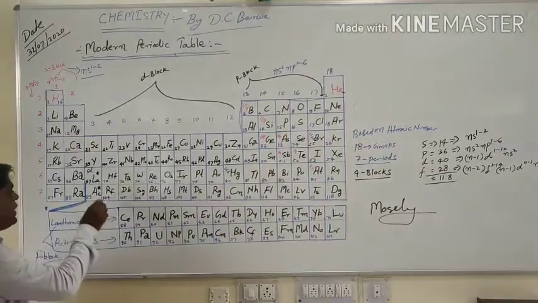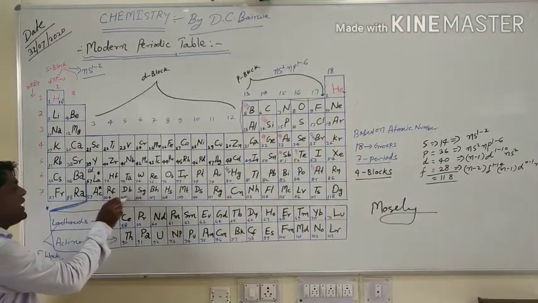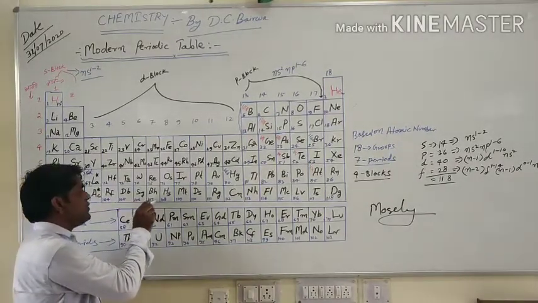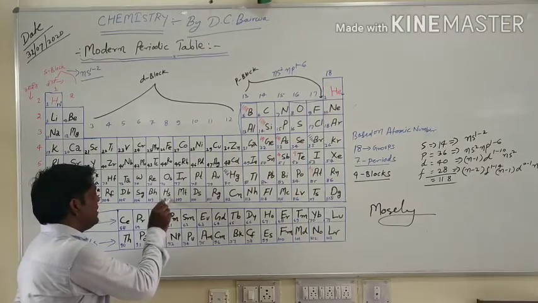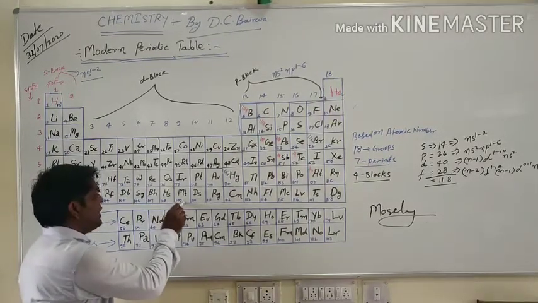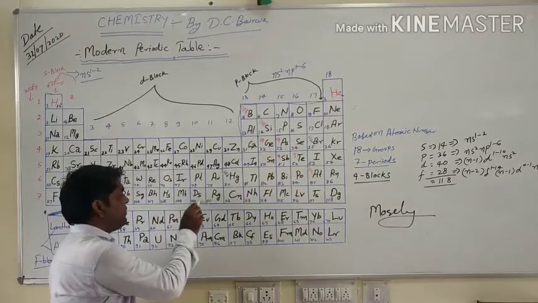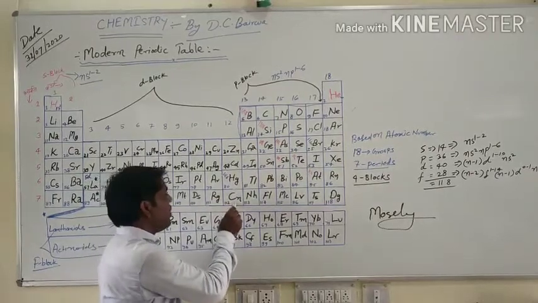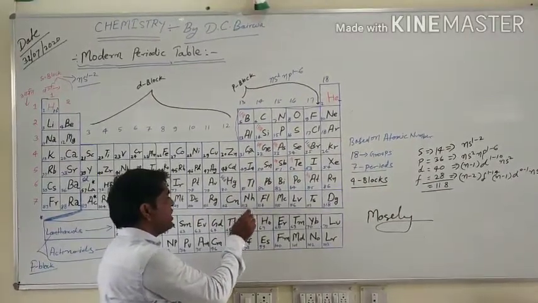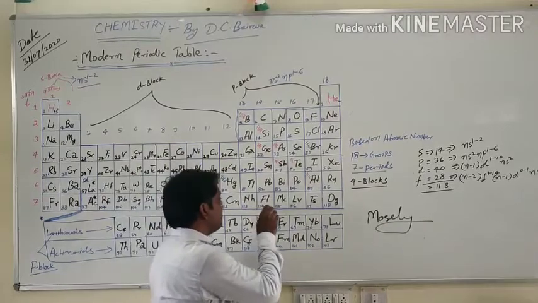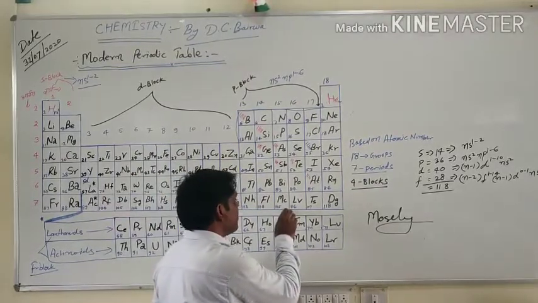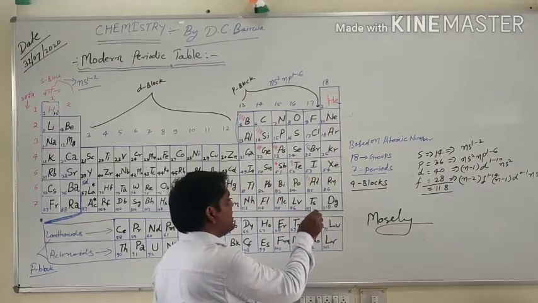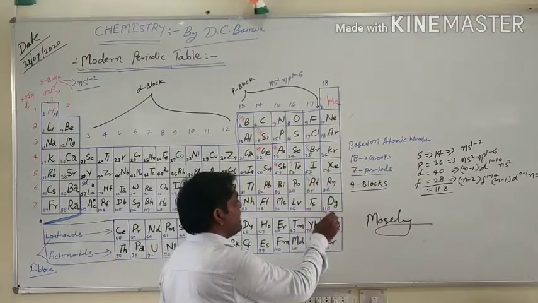Next, 104 is rutherfordium, 105 is dubnium, 106 is seaborgium, 107 is bohrium, 108 is hassium, 109 is meitnerium, 110 is darmstadtium, 111 is roentgenium, 112 is copernicium, 113 is nihonium, 114 is flerovium, 115 is moscovium, 116 is livermorium, 117 is tennessine, 118 is oganesson.